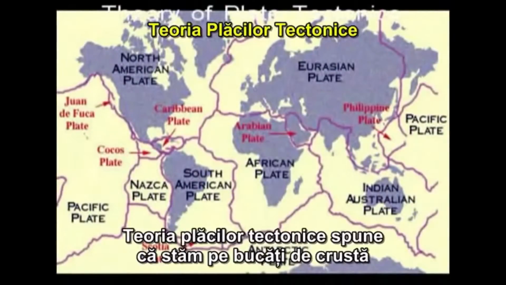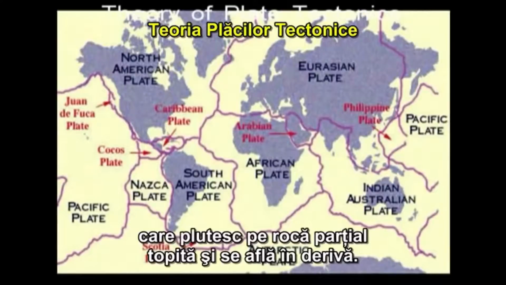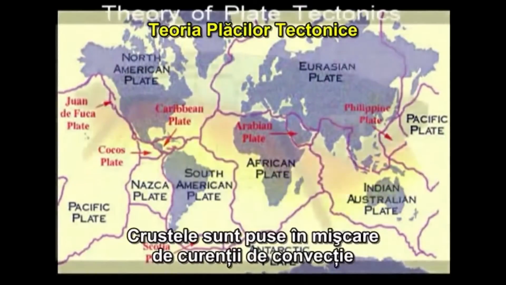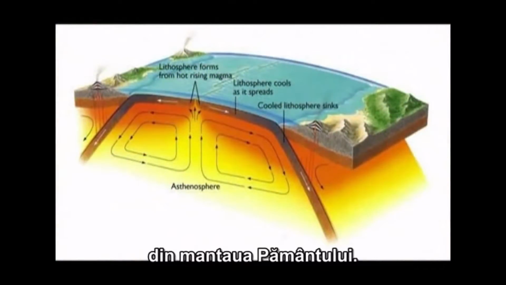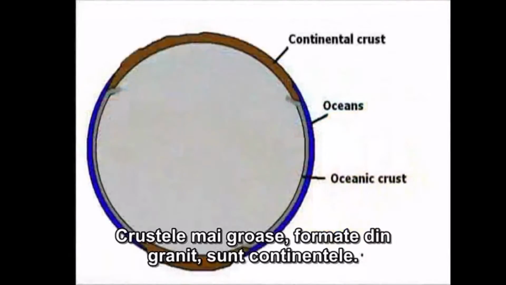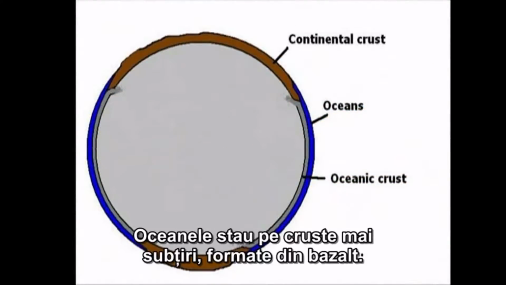The theory of plate tectonics concludes that we live on pieces of crust floating on partially melted rock as they drift around the Earth's surface. It's likely these crustal plates are driven by convection currents in the Earth's upper mantle. Thicker crustal plates, made mostly of granite, make up our continents. The oceans mostly fill the lower and thinner crustal plates, made of basalt.